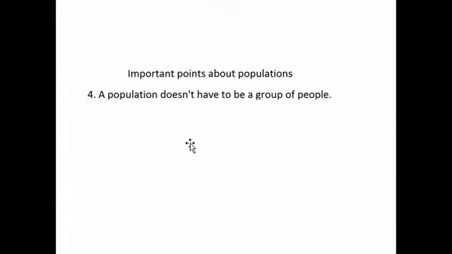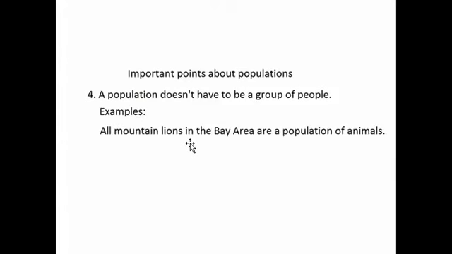The fourth point is that a population doesn't even have to be a group of people. A population can be a group of people, animals, things, or places, as long as they all have something in common with each other. Here's some examples. All mountain lions in the Bay Area are a population of animals. All $5 bills in the U.S. are a population of things. They all have something in common because they're all worth $5.